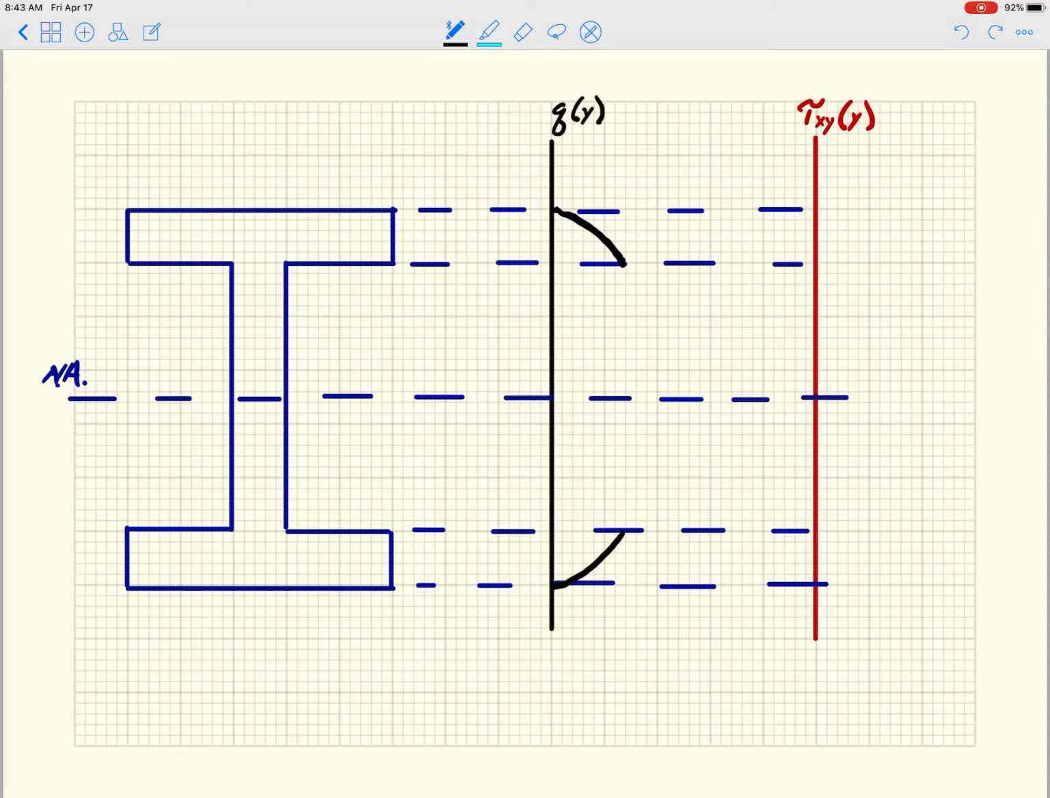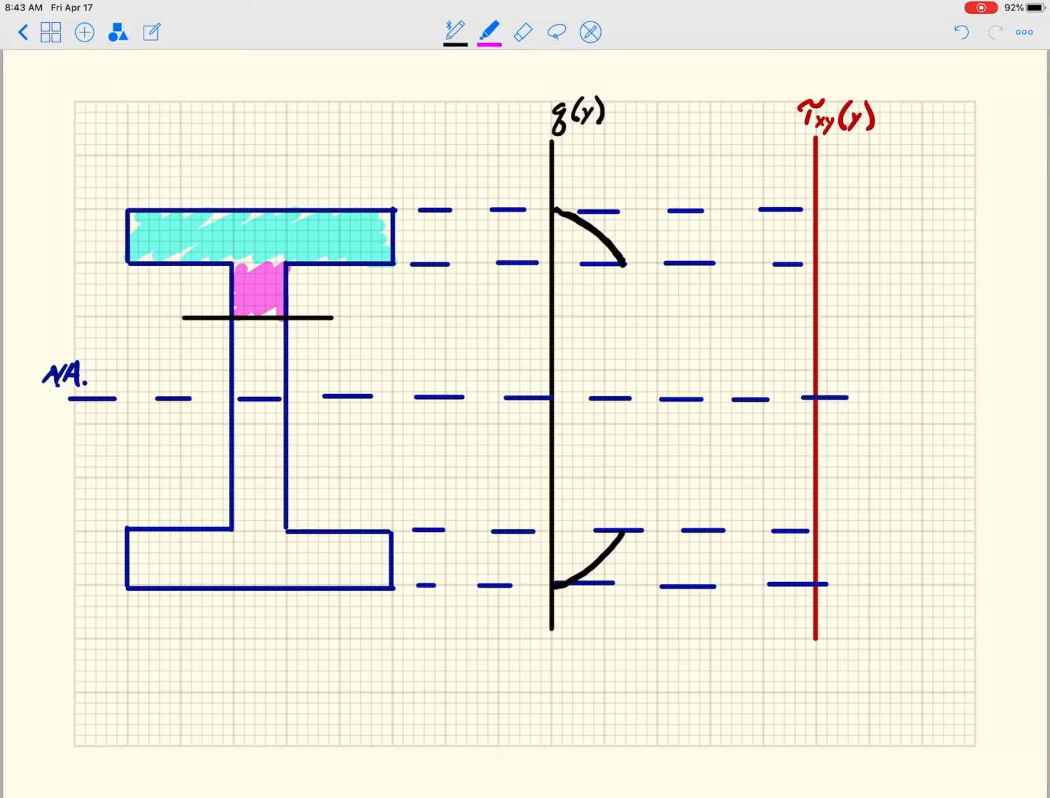So let me just do this again. Okay, and now when I'm in the web, when I take a cut here, if you look, let's just say visually, that portion is 5 times the area of this portion, right? So now what has happened?